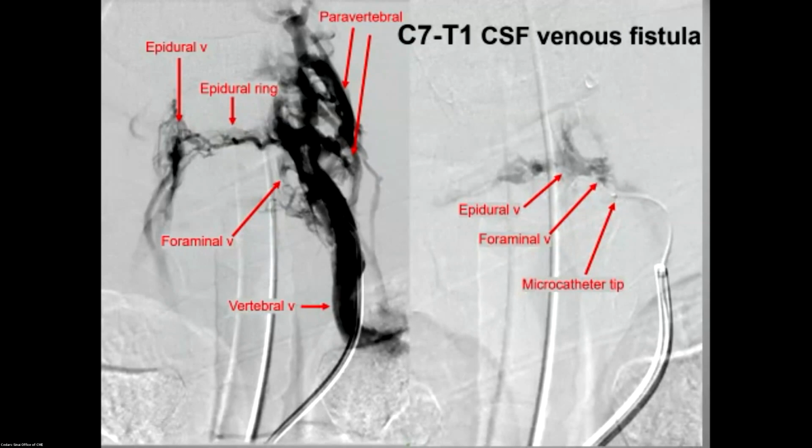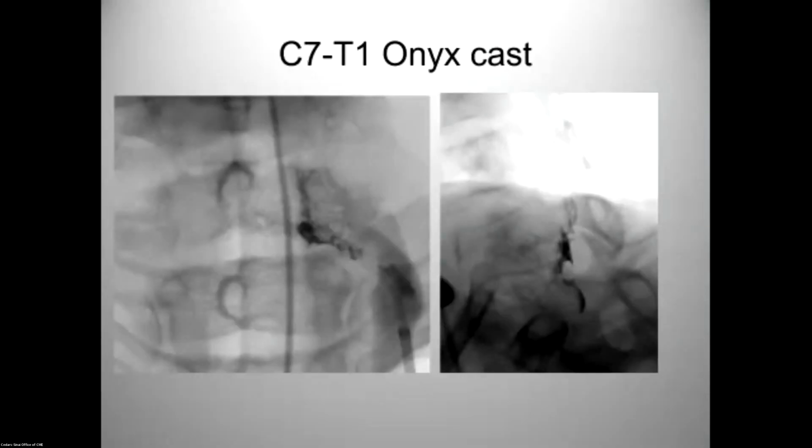And then with the vertebral vein injection, it looks like a mess, but what we're seeing here is the paravertebral epidural plexus, the foraminal veins here, and the epidural ring. As you can see, with the injection, it goes to the other side as well. So once we're where we're supposed to be and inflate the balloon, we deposit the Onyx, and you see the Onyx cast in the foramen surrounding the nerves.